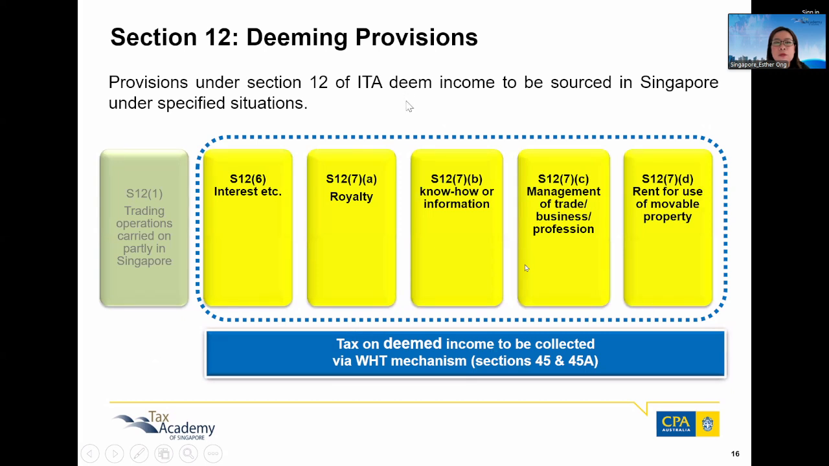So this summarizes what has been said in the previous slides. Provisions under Section 12 of the Income Tax Act deem income to be sourced in Singapore under specified situations, and tax on this deemed income will be collected via the withholding tax mechanism under Section 45 and 45A.